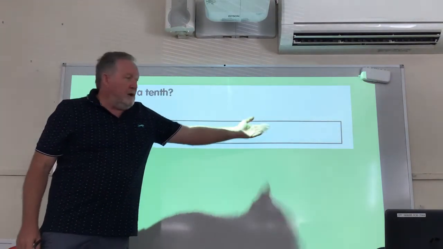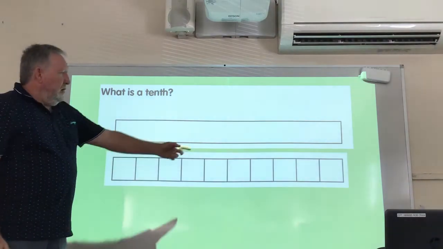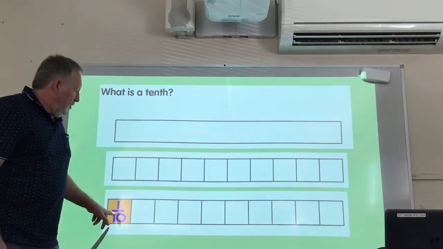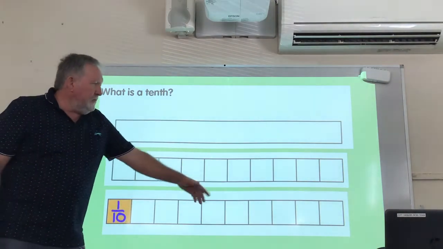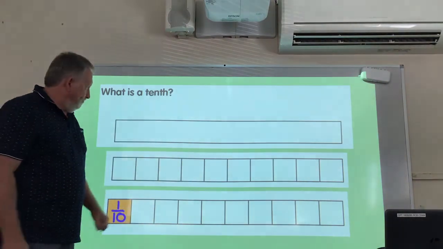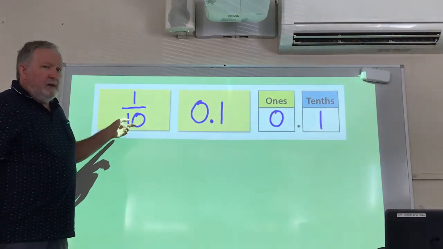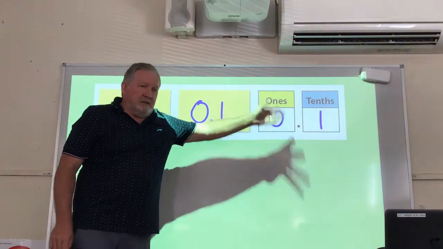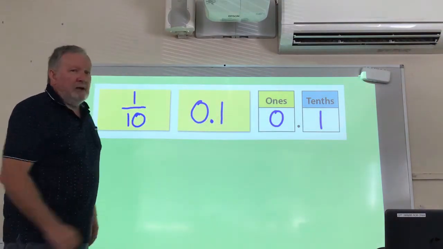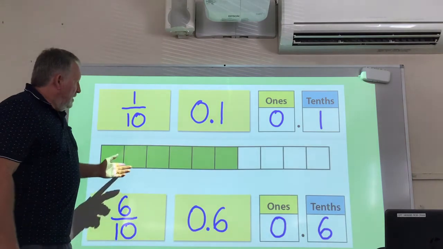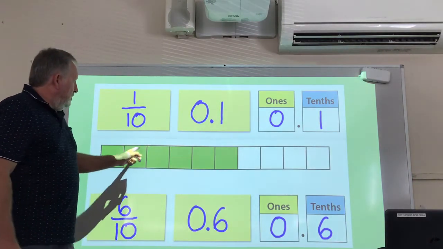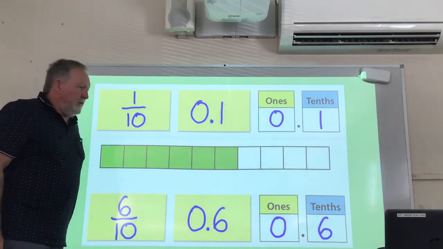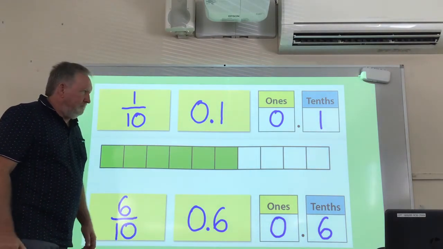If this represents one whole, then we break it up into 10 equal parts to represent tenths. This part here is one of those tenths, and all 10 of them equal our one whole. 1/10 can be written in a fraction form, a decimal form, or a place value chart with ones and tenths showing us separated by our decimal point. This would represent 6 tenths, 1, 2, 3, 4, 5, 6, 6 out of the 10 parts, and you can see the various forms that it can be represented by.